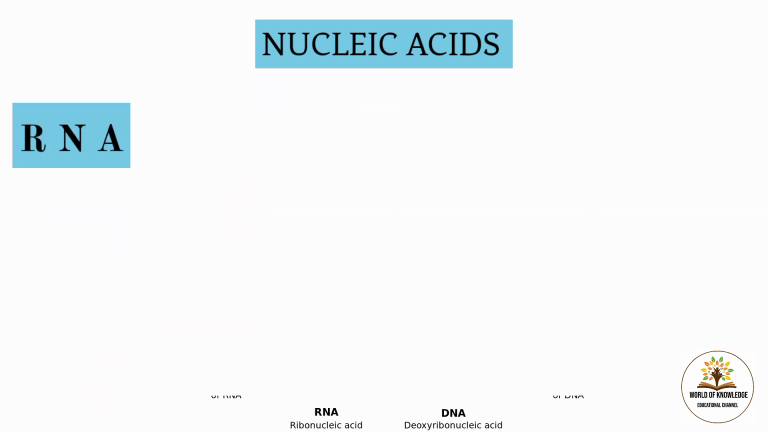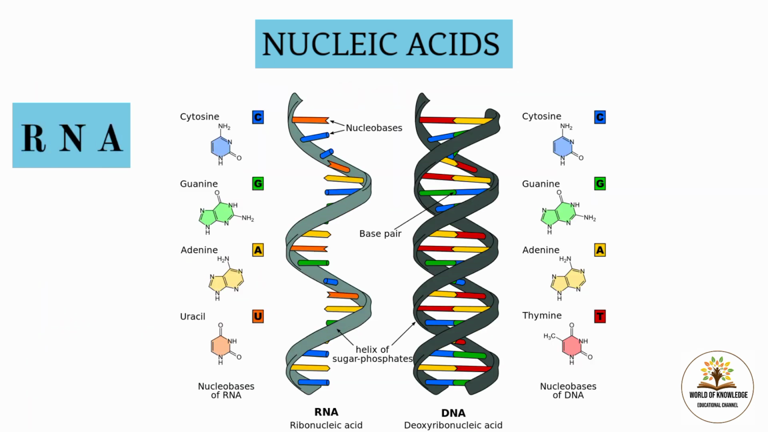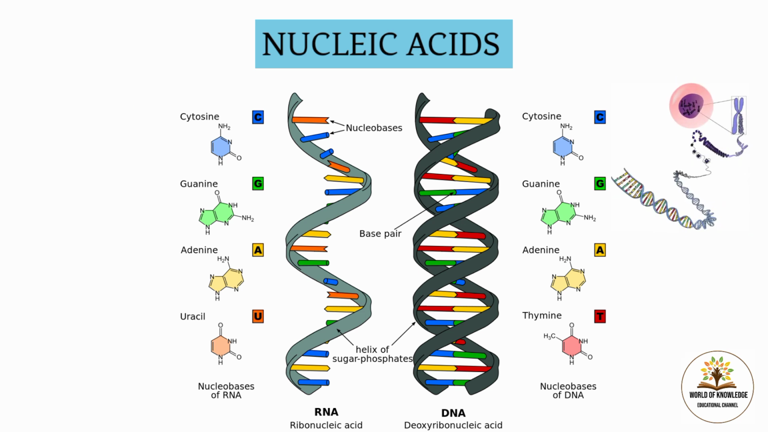Now let's come to the second type of nucleic acid, which is ribonucleic acid. So we have already discussed that it is a polymer of ribonucleotides. The nucleotide contains ribose sugar and one of the nitrogenous bases. But in RNA, the nitrogenous bases are adenine, guanine, cytosine, and uracil. There is uracil, but in DNA we have thymine. DNA is a hereditary material while RNA helps in protein synthesis.